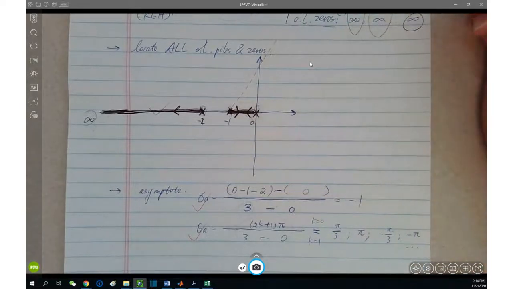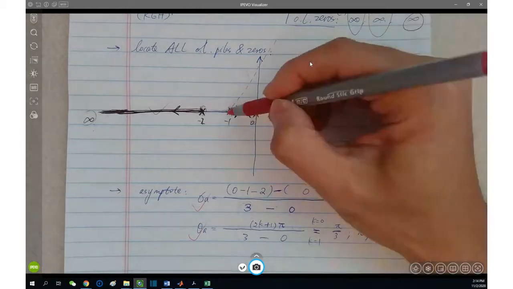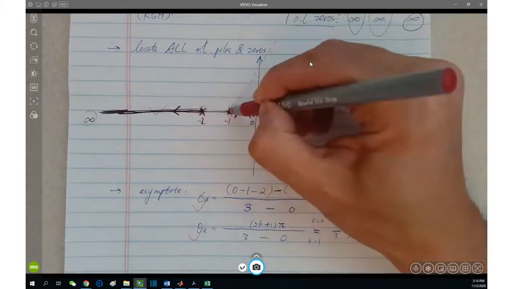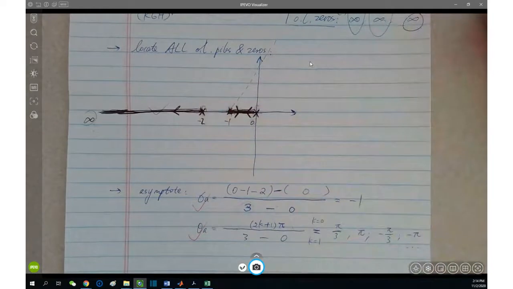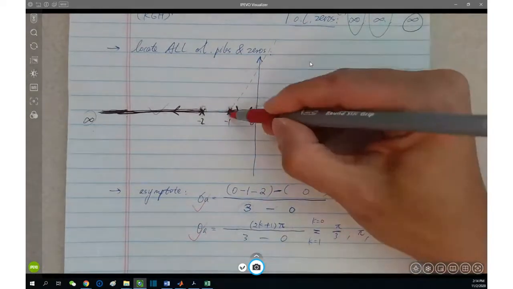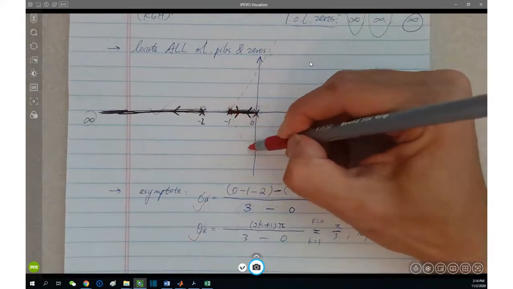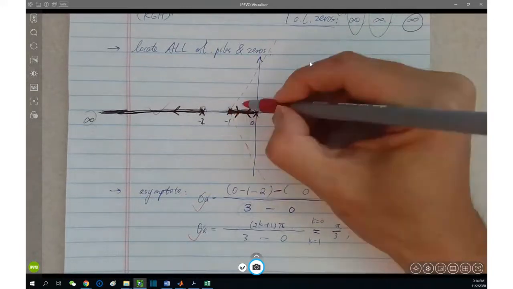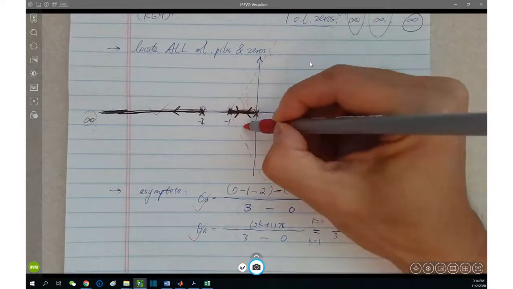To be differentiated from the root locus, we'd better use a dashed line. The dashed line makes more sense, actually, since it's not part of the root locus. Pi, or positive or negative pi, is just the real axis. We don't need to worry about it. And how about negative pi over 3? Negative pi over 3 is here. So here is pi over 3, here is negative pi over 3, right?